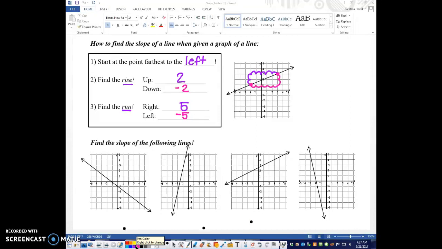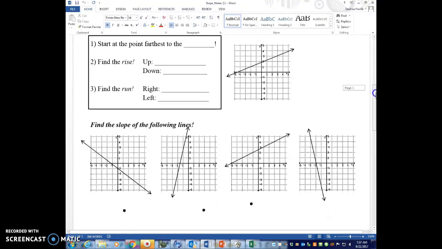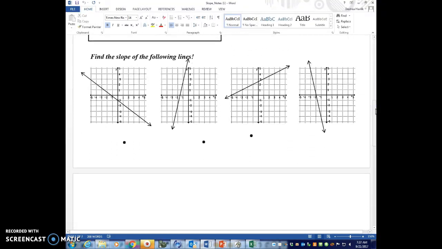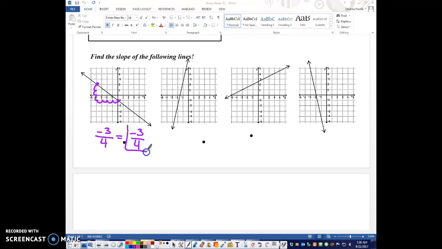Okay, so for the next 4 problems, we are going to find the slope. I'll show you where the points are because it kind of messed up in the transitions here. So point 1 is here. Point 2 is here. First we do rise over run. So it goes down 1, 2, 3. So negative 3. And then 1, 2, 3, 4. So the slope is negative 3 over 4.